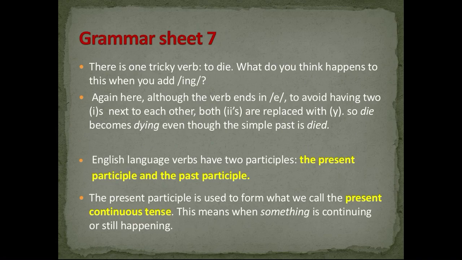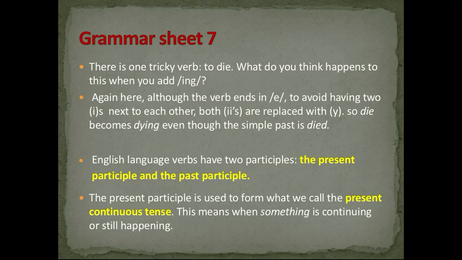There is one tricky verb, which is "to die", or all the verbs that look like this with the i sound at the end. What do you think happens to this when you add -ing? So again here, although the verb ends in e, to avoid having two i's next to each other, both ie are replaced with the y. So I'm going to take the i and e together, take them out, and then I will change them into y, and then I will add -ing. Okay, so die becomes dying.